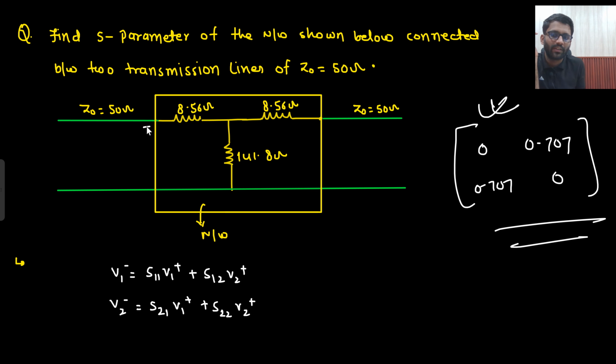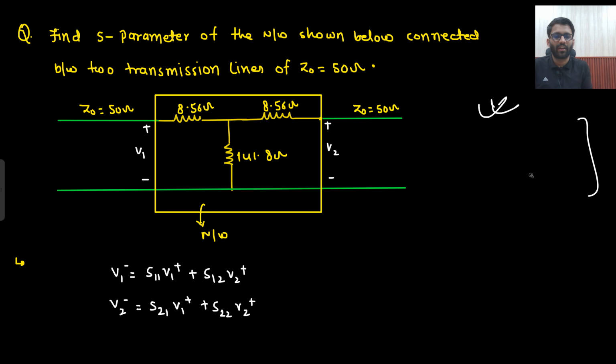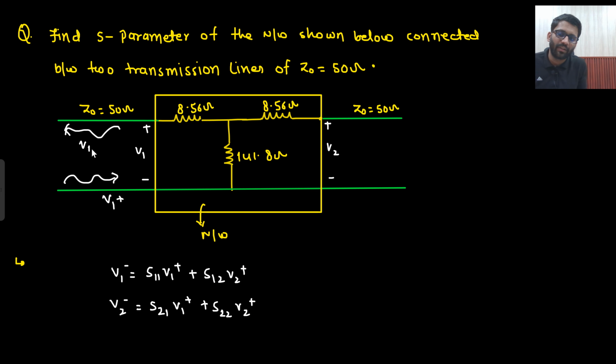Between V1 and V2 you need to play. What will be your V1? This will be your V1 and this will be your V2. So between V1 and V2 you need to play something. If you are able to do that, then it's a cakewalk.